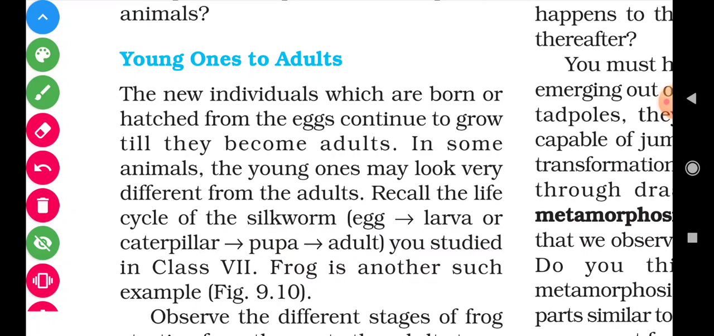Okay? So students, every new individual, that is, the newly born animal, which is born or hatched from the eggs, continues to grow till it becomes an adult, that is, until it matures, it keeps growing and developing.